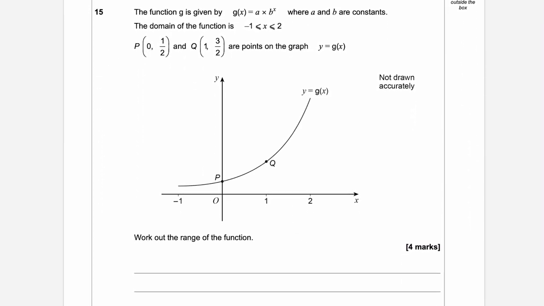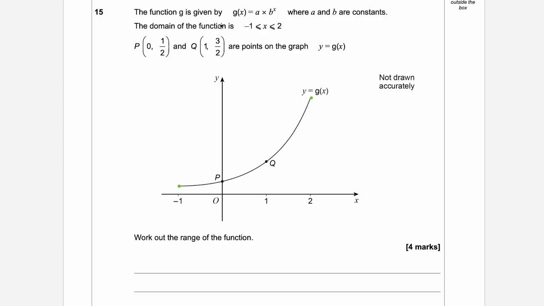15. The function g is given by this. It's an exponential function. The domain of the function is this. P is this, Q is this. Work out the range. Okay, the range is going to be the y coordinate there to the y coordinate there, because the range is the y values. This will be the smallest y value, and this will be the largest y value, because it's just an increasing exponential function.